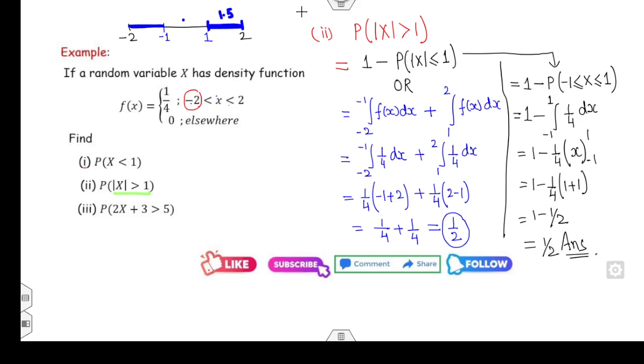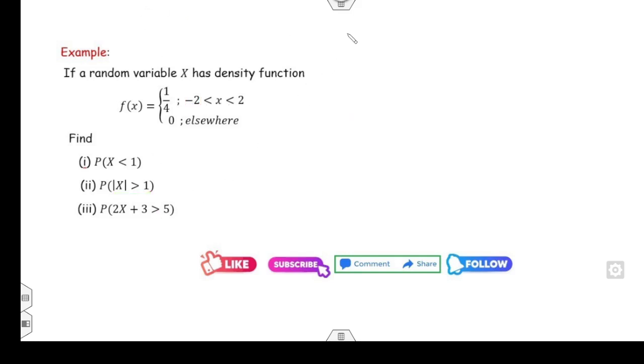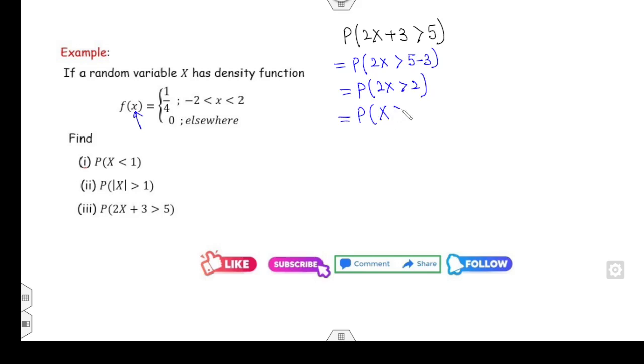Look at the third part. How can you solve the third component? 2x plus 3 is greater than 5. So remember, your target is to find the value of x. Can you find the value of x? So 2x is greater than 5 minus 3. That means 2x is greater than 2. So I can find that x is greater than 1. Now how can you solve the integration? From 1 to the upper limit, which is 2, fx is 1 over 4. 1 over 4 is outside. Integration of 1 is x, so the final answer is 1 over 4, which is the correct answer.